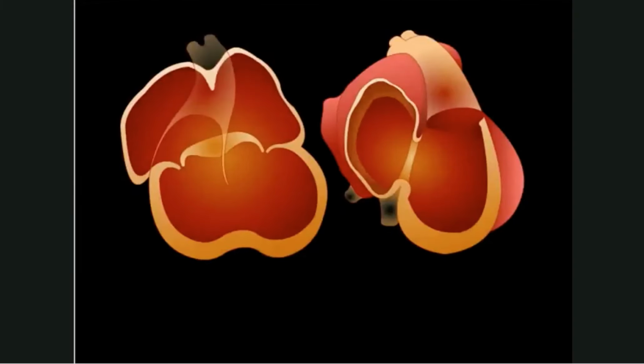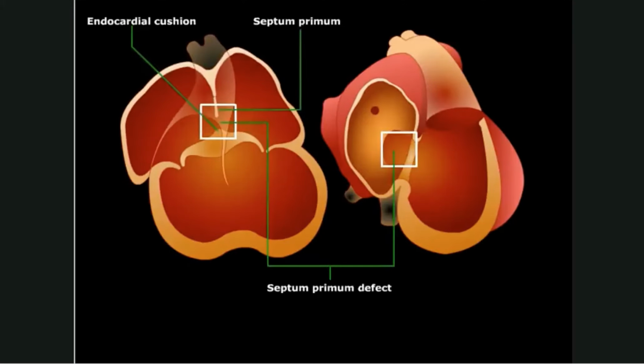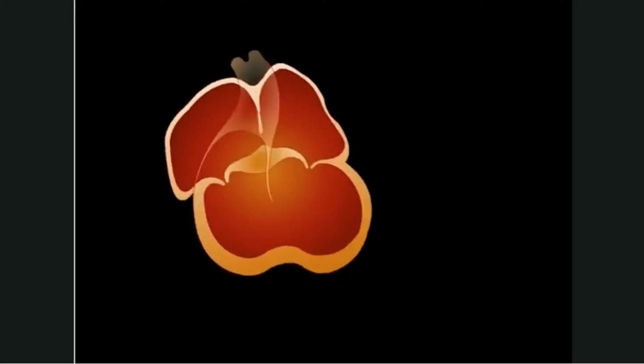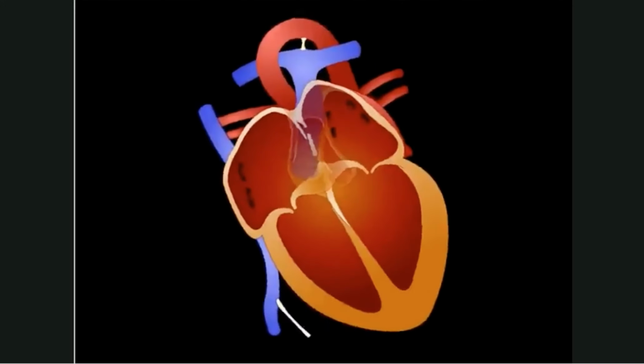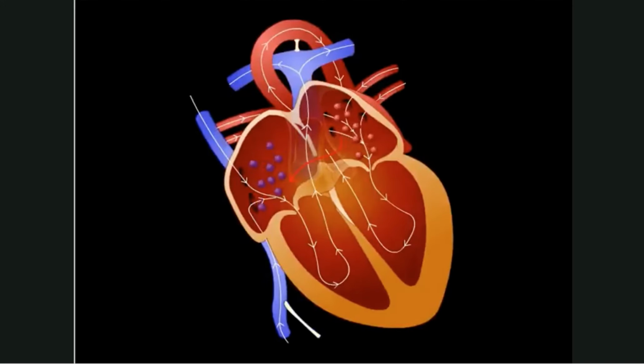Ostium primum defects are the result of an inability of the septum primum to fuse with the endocardial cushions. These defects are typically associated with AV malformations and, at times, ventricular septal defects. They are usually combined with a cleft of the anterior leaflet of the mitral valve. Again, a defect in the atrial septum will result in a left to right shunt.